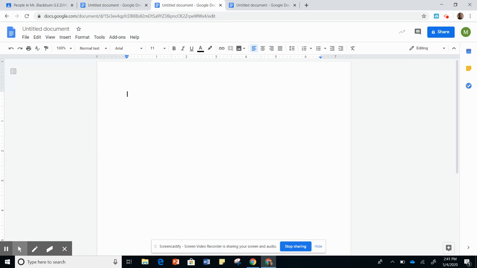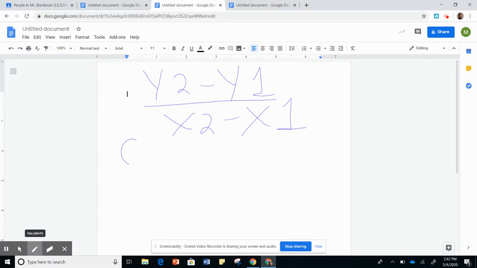Now there's a slope formula for this, and this formula is y2 minus y1 all over x2 minus x1. So, for example, let's say we have the coordinates 1 and 4, and then we also have -5 and 2. So you can label these to help you out. This is x1, this is y1, this is x2, this is y2. So now you just follow the formula and you plug in the numbers and then you solve.